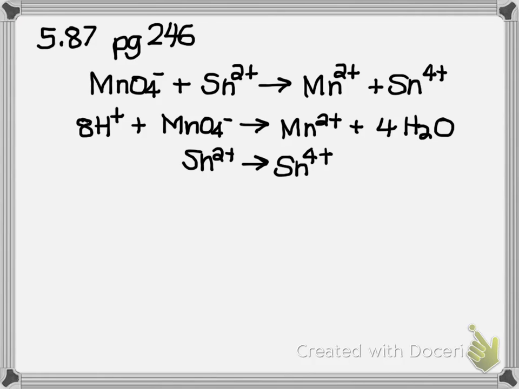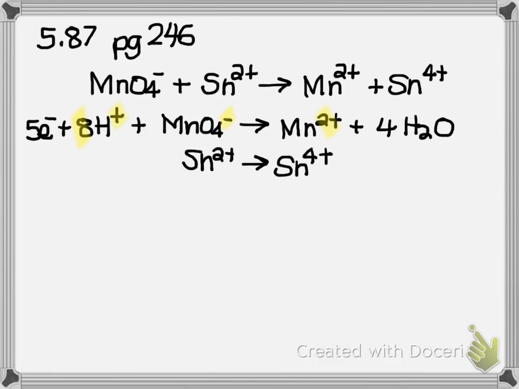The next step is to make the net charge on both sides the same. Right now I have 7 plus. Remember, here's a plus and here's an 8, so that's 8 plus and a 1 minus. So 7 plus on the reactant side and 2 plus on the product side. So I will add 5 electrons, so the net on both sides is 2 plus.